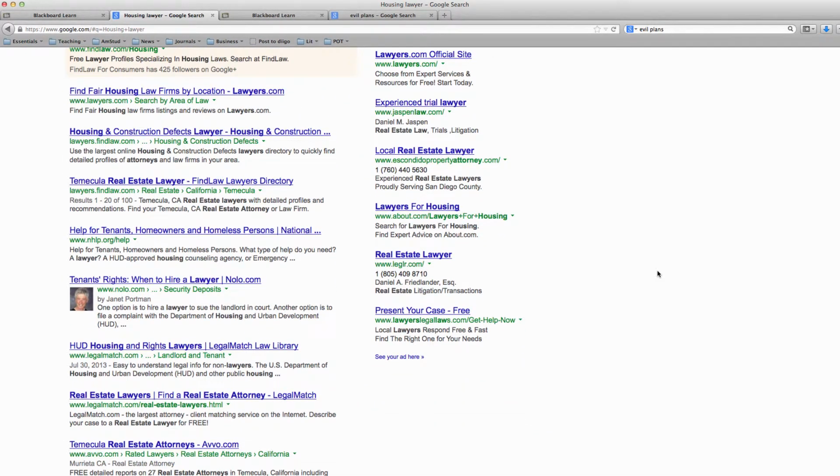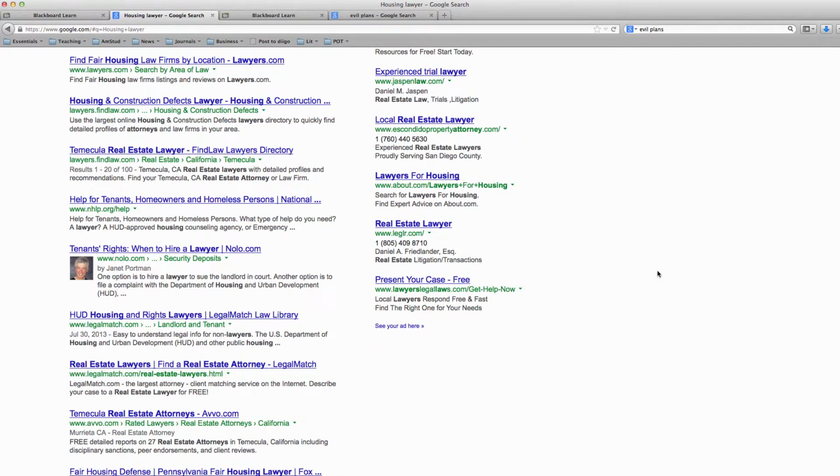You're going to find out there's actually quite a few interesting ideas in here. Some of them are specific lawyers, and it'll take you to their web pages, so they're almost advertisements. Others are introductions to the concepts of law. I think this one's kind of interesting. Tenants' rights, when to hire a lawyer. So there's a focus on that language of tenancy.